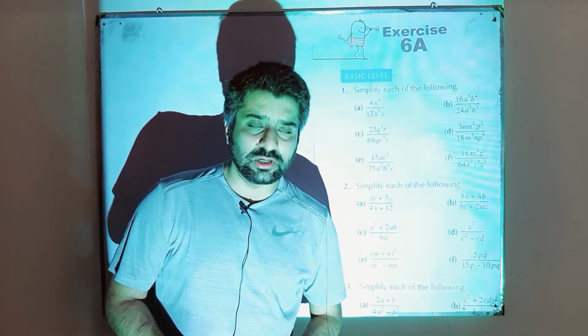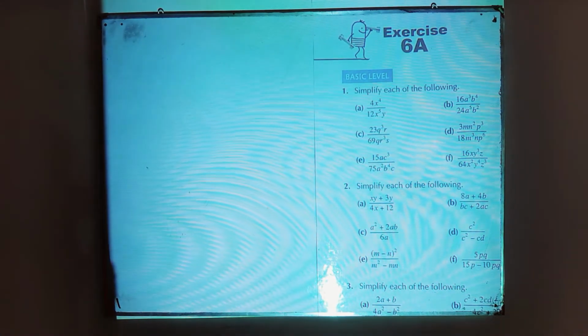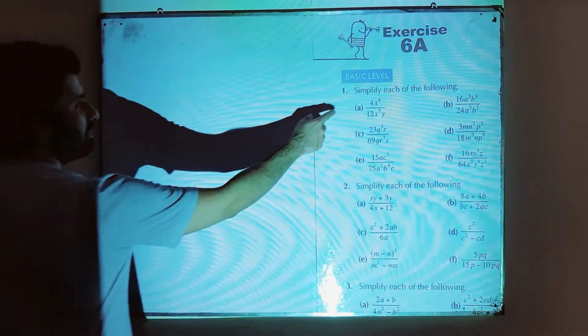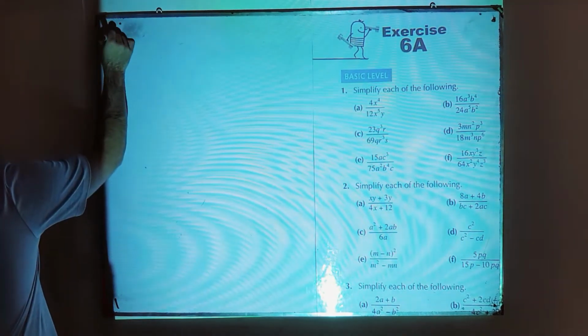So exercise 6A, that is algebra. Question number 1 is: simplify each of the following. Okay, you need to simplify each of the following.